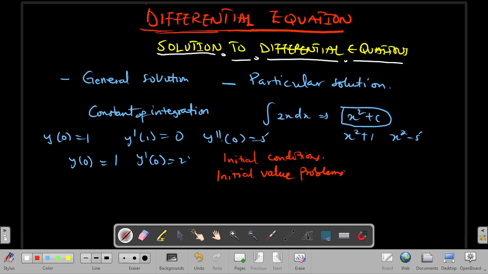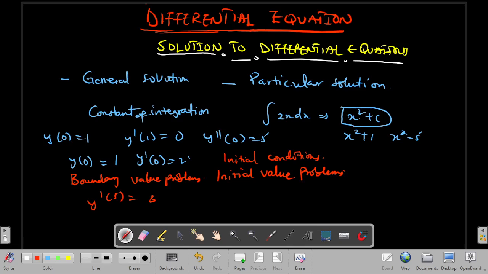Now, we also have what we call boundary value problems. Here, you are not necessarily given initial conditions, but we can give you y prime of 5 is equal to something. This gives the boundary of a differential equation, and we call them boundary value problems.